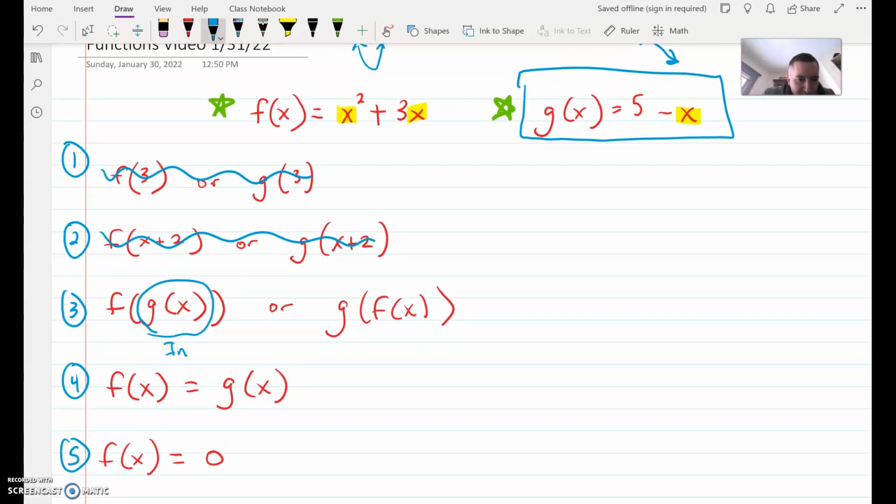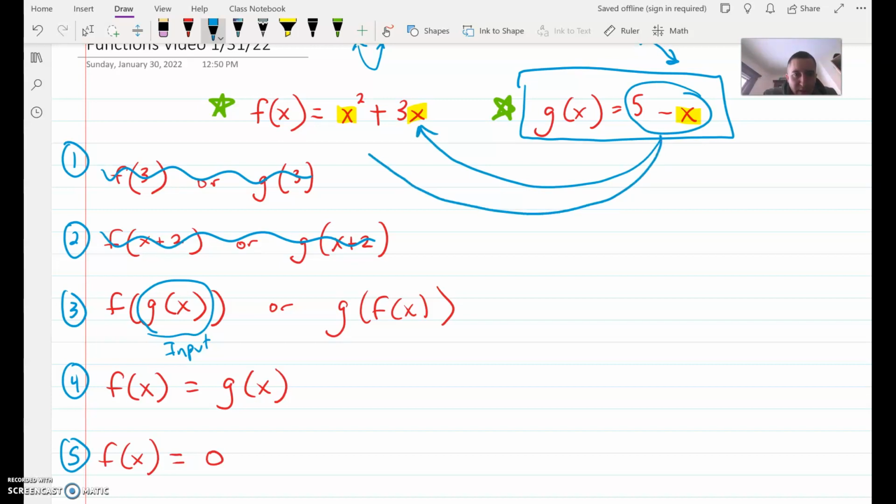That becomes your input. So in this case, this right here, 5 minus x, is going to go there, and it's going to become my input into the f function. So what do I get? I get 5 minus x squared plus 3 times 5 minus x. Technically, I just put the g function into the f. Now I have to FOIL this out again.